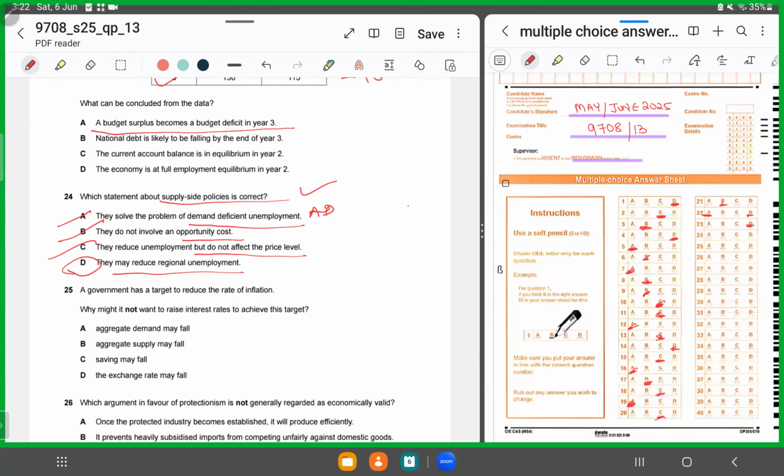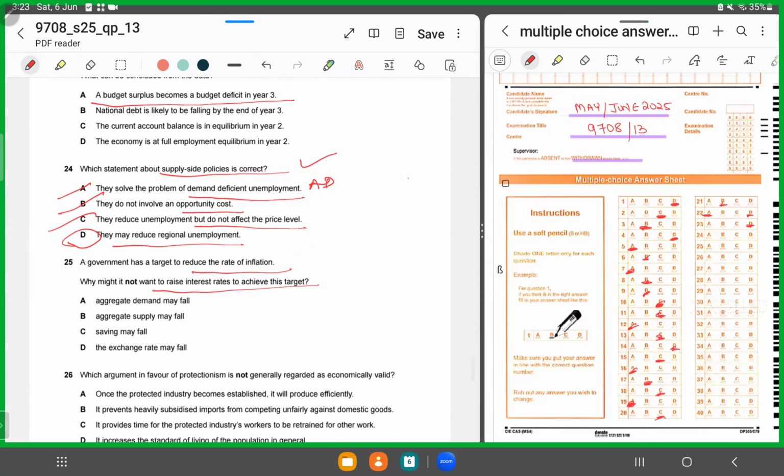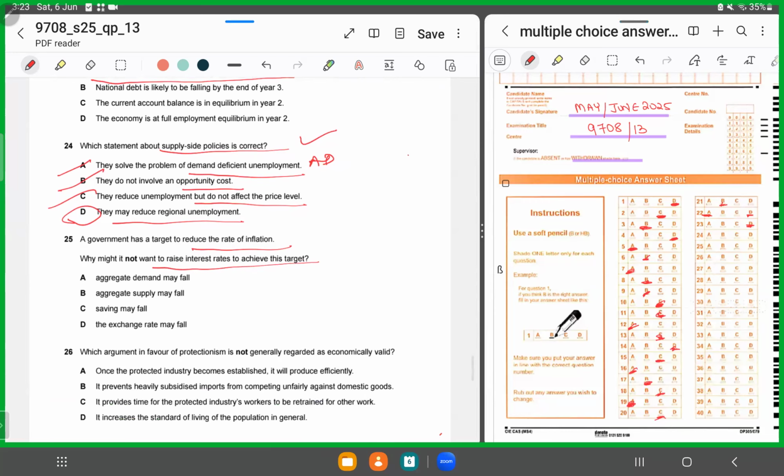Moving forward, MCQ number 25. 25 says the government wants to reduce inflation, but for that it does not want to increase interest rate. Why might it not want to increase interest rate? Because increasing interest rate would mean that aggregate supply might fall. Why? Because then investors or producers would be discouraged to expand their production level. That is why the government might be reluctant to use increasing interest rate to cause the inflation to fall.